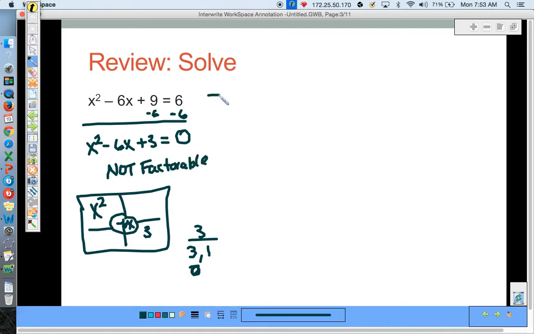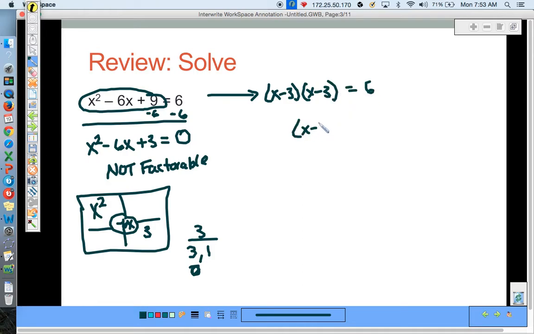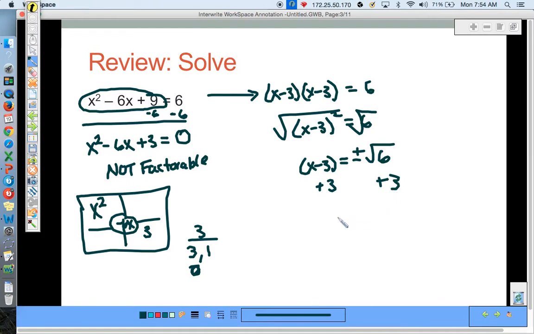Some of you looked at this and you said, hey, but I can factor this part right here. This factors into x minus 3 times x minus 3. So you said that this is x minus 3 squared equals 6. And if you take the square root of this, we have x minus 3 equals plus or minus the square root of 6. And then we just added 3. So you had x equals plus or minus the square root of 6 plus 3.